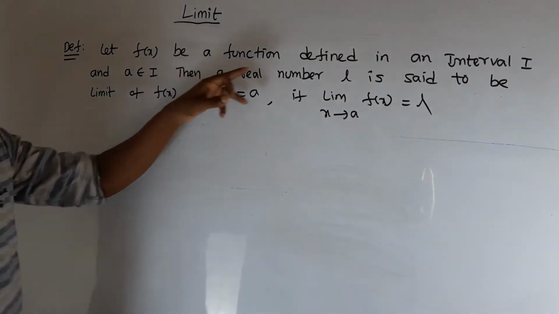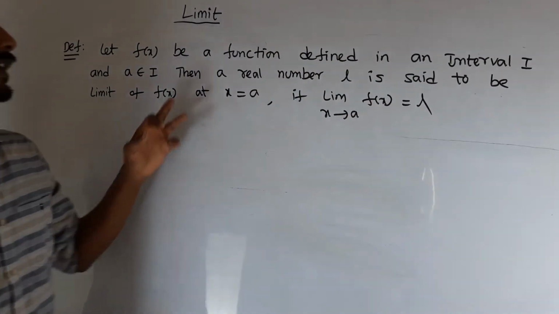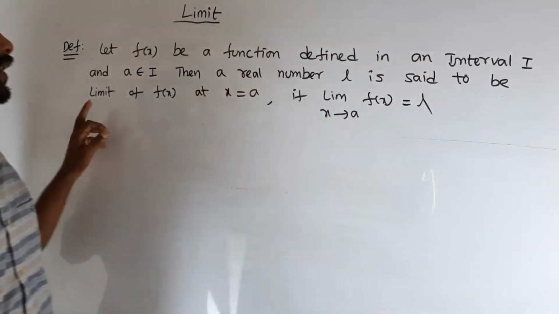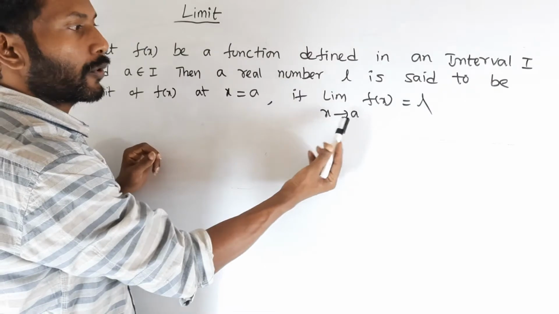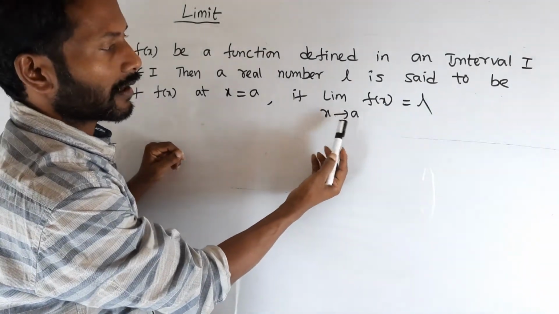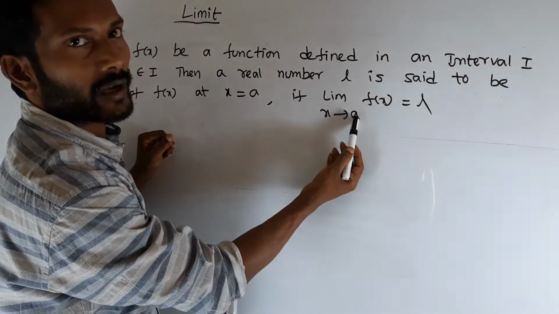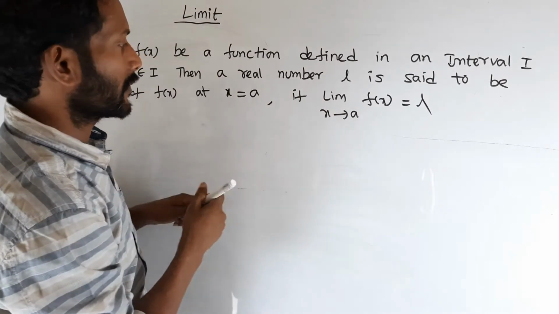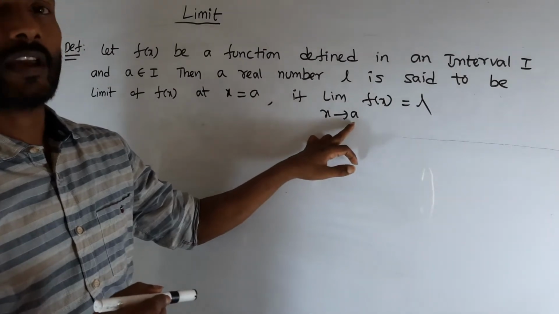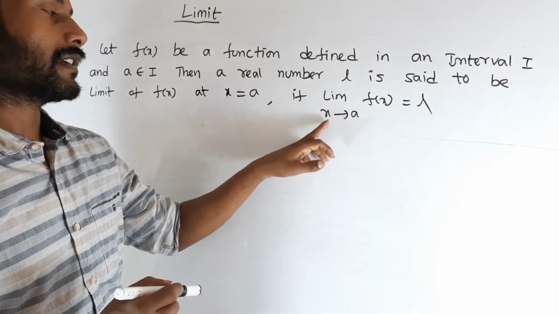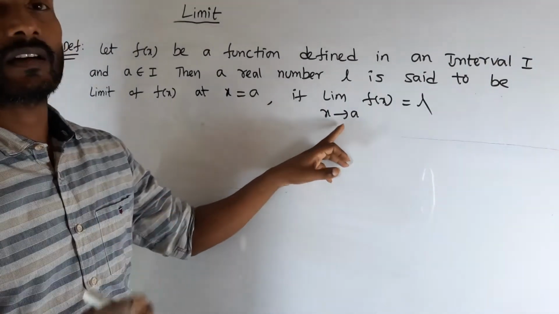Let f of x be a function defined in an interval I and a belongs to I, then a real number L is said to be the limit of f of x at x equal to a. Here x approaches a, or x tends to a. It means x is close to a or nearly a. That means x is close to a from the left hand side or the right hand side, but not exactly a.